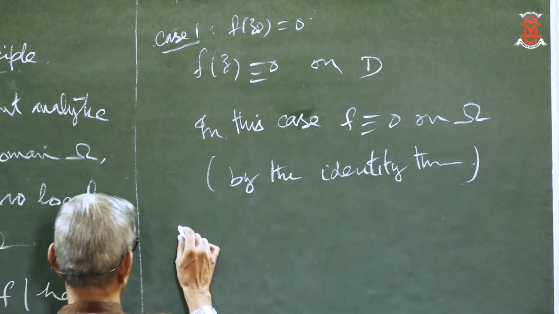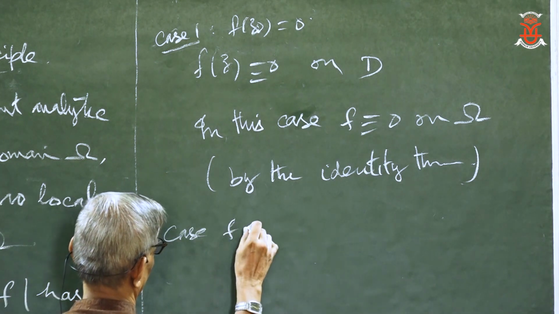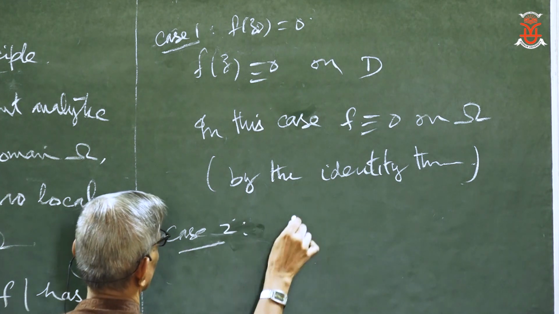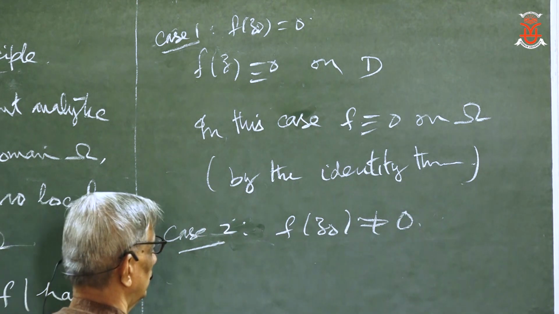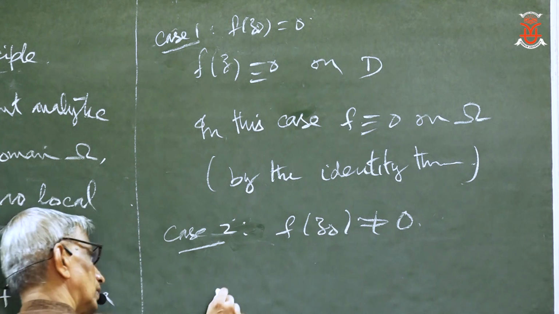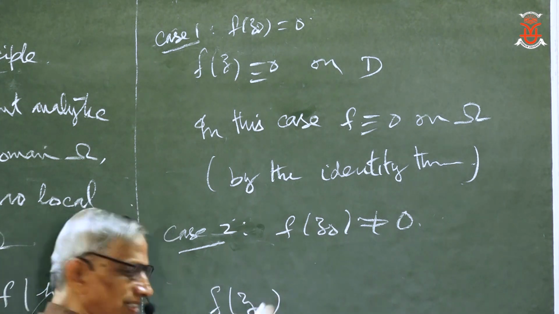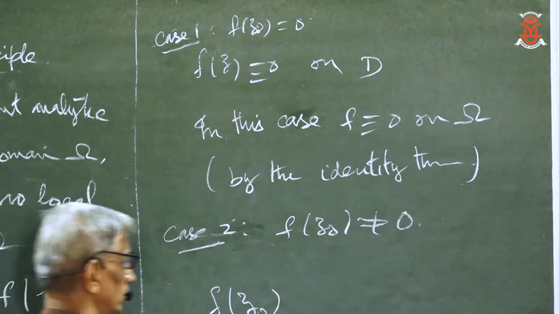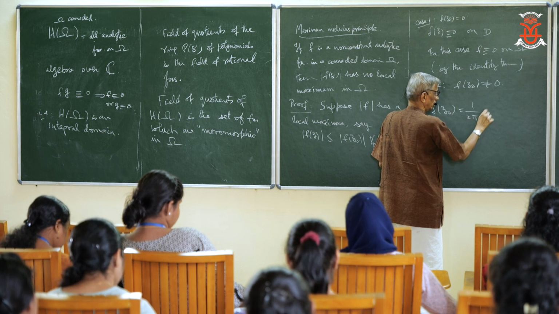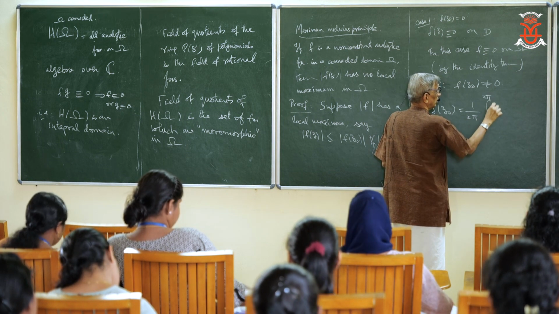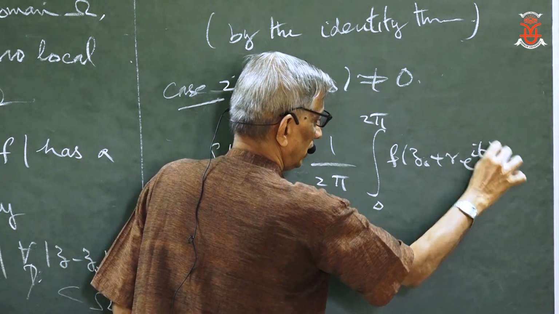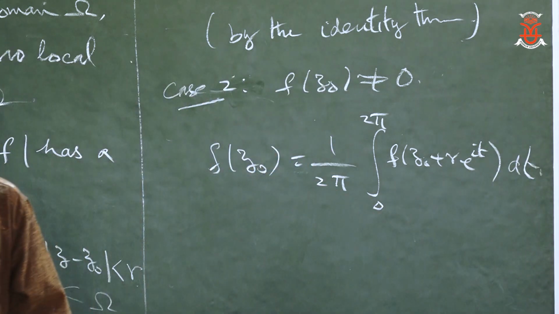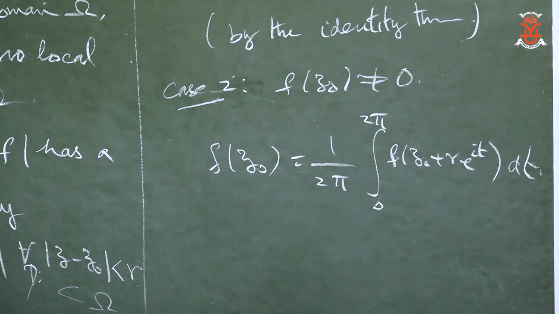Consider the case where f(z naught) is not 0. So in this case, you have the mean value property. So this is 1 over 2 pi, integral from 0 to 2 pi of f(z naught plus r e^(it)) dt. Right? So this is just a rewriting of the Cauchy integral formula on the circle.